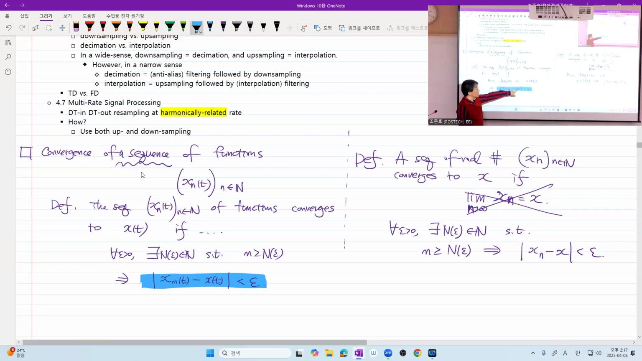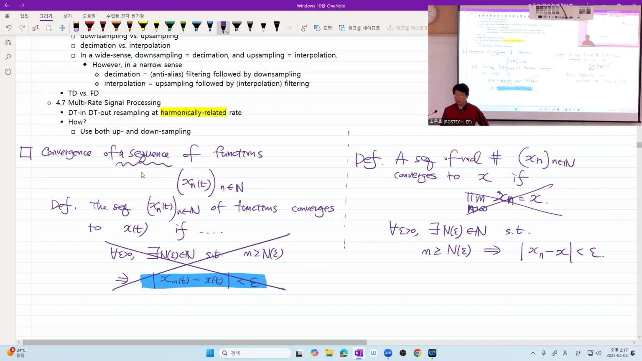If you choose t in the domain of these functions and the limit function, and suppose the domain is an interval, even though it could be a finite interval, you may have uncountably infinite real numbers from A to B. So how many inequalities do you need to check? Right? So something strange, but people decided to just ignore it and define the first thing.